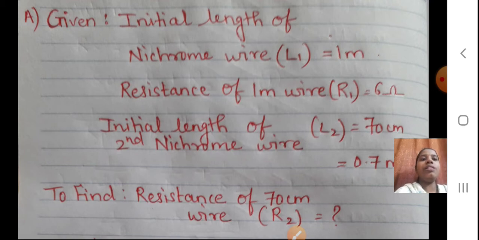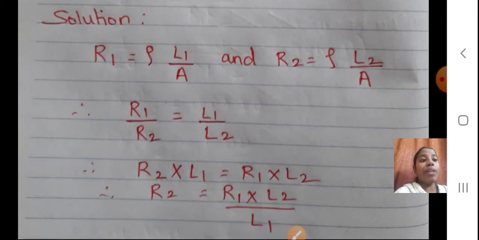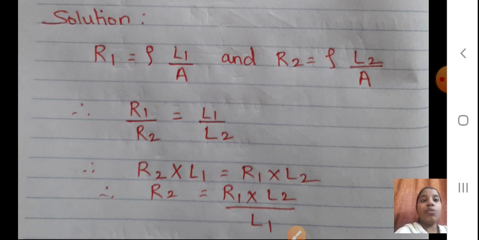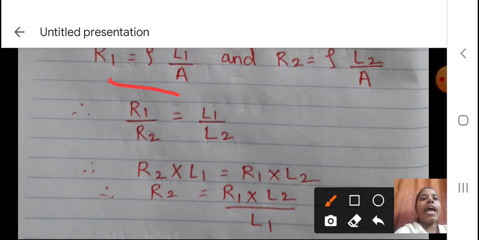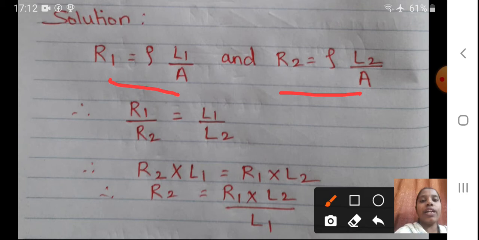Now, what is our solution? You know this formula, we have studied this. R1 is equal to rho L1 upon A. This we have taken for R1. And for the next nichrome wire, when it is reduced, R2 is equal to rho L2 upon A. Now we will divide R1 upon R2. Rho is a constant, so it will get cancelled out. A is the cross section area, which will also be the same, so those quantities get cancelled. So you will get R1 upon R2 is equal to L1 upon L2.